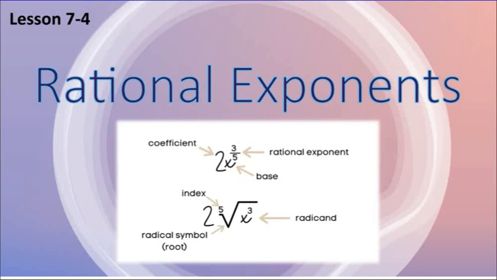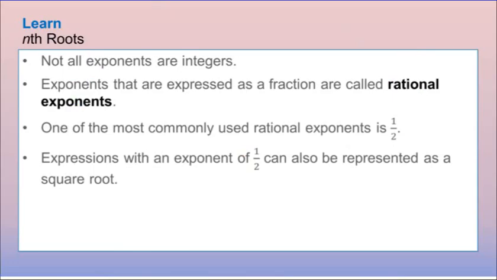7-4, rational exponents. What do they mean by rational exponents? Not all exponents are integers. Exponents that are expressed as a fraction are called rational exponents. One of the most commonly used rational exponents is one half. The expressions with an exponent of one half can also be represented as a square root. So remember the square root symbol. This just means square root of x means the same thing as x to the 1/2 power.